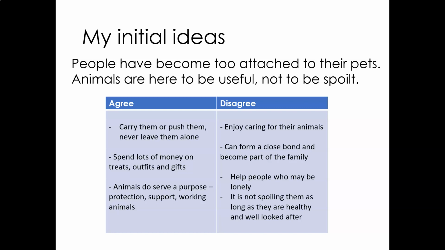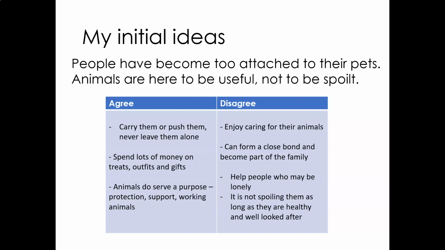If I wanted to agree with the second part of the statement that animals are here to be useful, I could also find some ideas to support that. I might say that animals do really serve a purpose. If we get a pet, perhaps we get them for a reason. It might be that that pet serves some kind of protection to us, makes us feel safe in our home because they might bark to alert us to somebody being close by or an intruder.